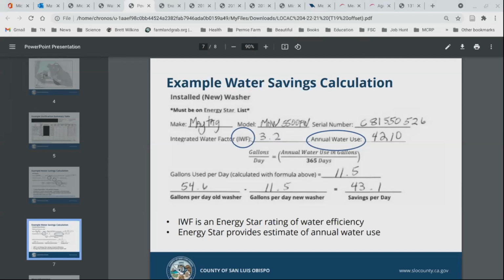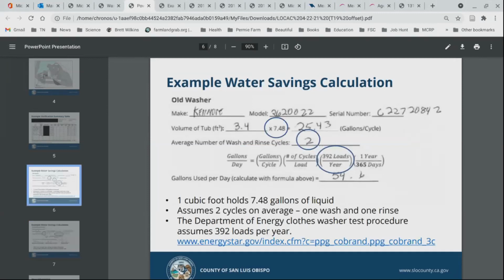Okay. Let's go to the slide before that of the old washer. So the calculation of 7.48, the state changed that in 2010 to 6. Yes, you said that, Patrick, in your presentation. But so why is the county still using 7.48? And why is it using 392 loads when everyone else, including Energy Star, says that the average family washes 300 loads per year for 4 people?